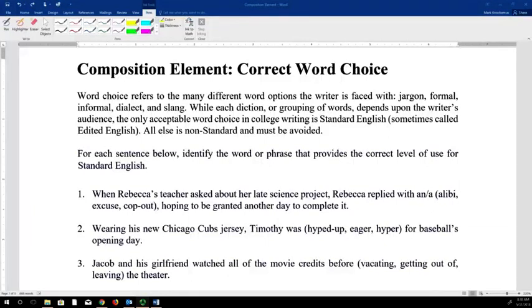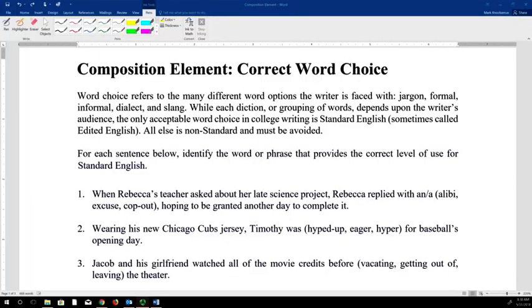So while each diction or each grouping of words depends upon your audience, the only acceptable word choice in college writing is standard English. Everything else is non-standard, and we have to avoid it. So the way that these exercises work is that there's a series of terms that all express the same idea. Only one is standard English, and that's the one that we have to pick.